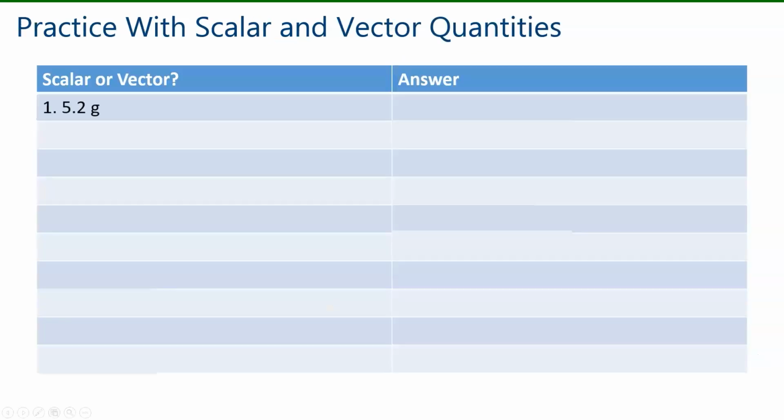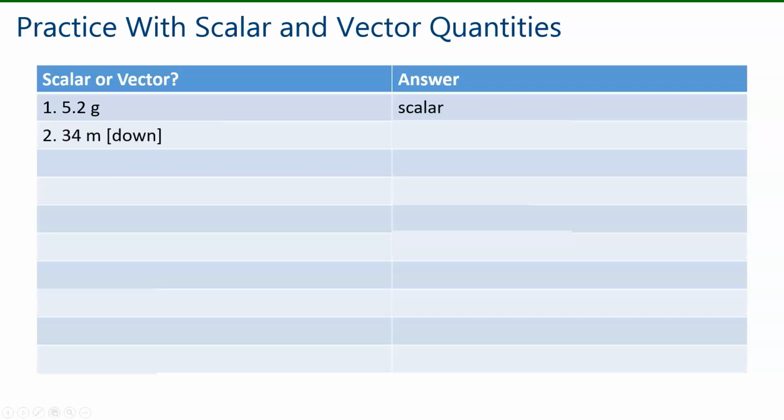Our first example is 5.2 grams. Is this a scalar quantity or a vector quantity? Pause the video for a second while you write down your answer, and then resume it, and we'll go through the answer together. This is a scalar quantity because it only has magnitude. It does not have a direction indicated.